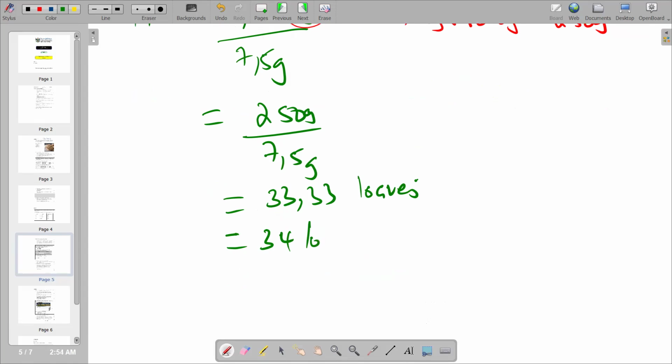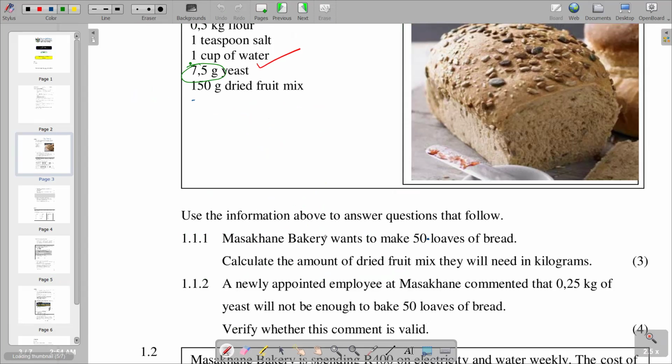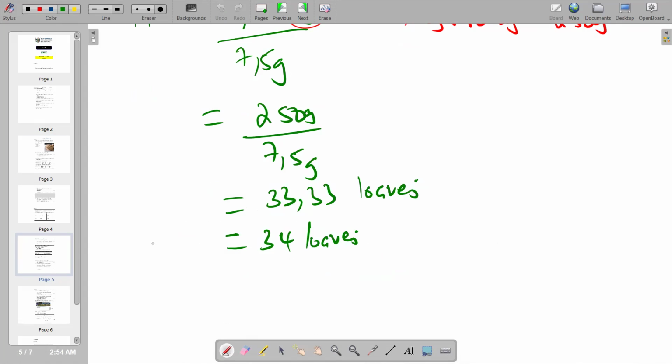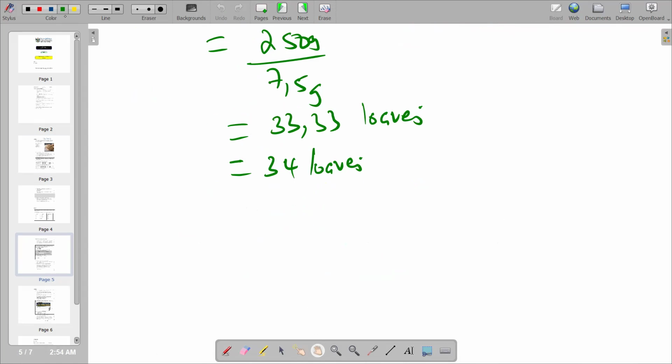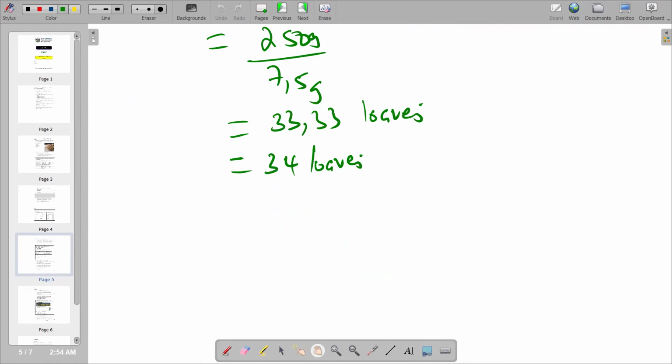So it becomes 34 loaves. Going back to our question, what we are verifying is that a newly appointed employee at Masakani commented that 0.25 kg of yeast will not be enough to bake 50 loaves, which is correct because 0.25 kg can only bake 34 loaves. So in conclusion, yes, the comment is valid.